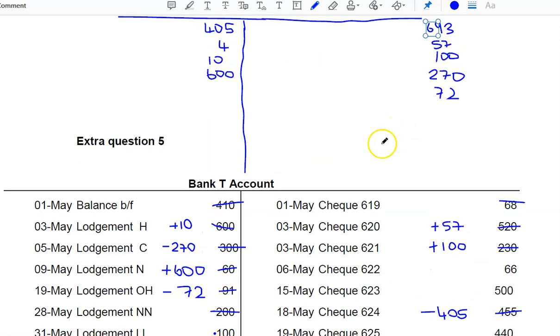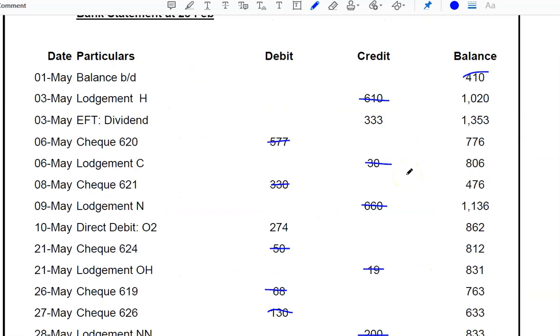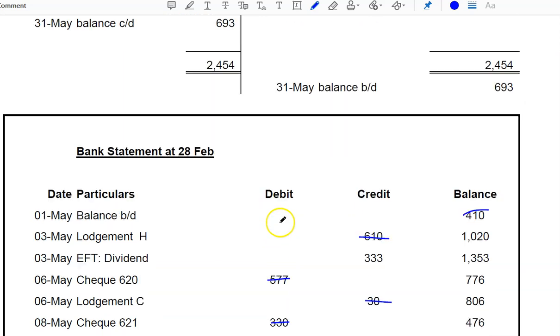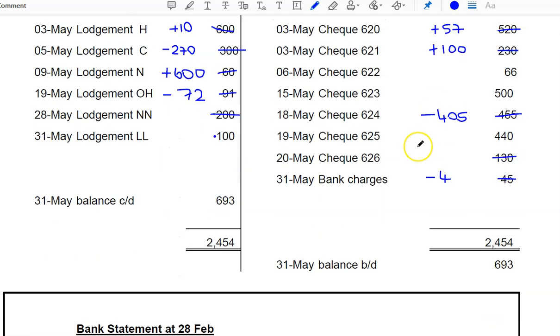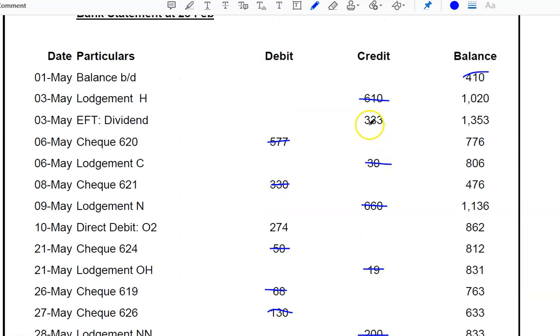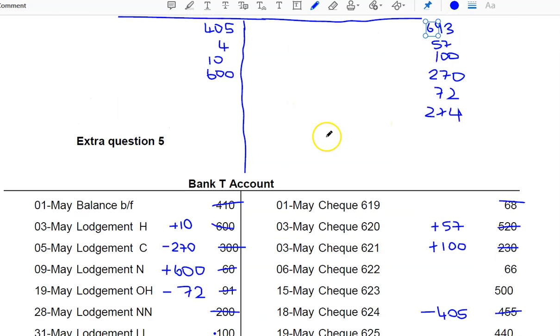So that's that done. And the other thing we do is we come down to the bank statement, and the items not included. So direct debit, which is the same as the checks, it's money out, 274, and all the checks are on the credit side. We show that out here. On this, the only other thing was a dividend. So that wasn't recorded in the T account. That gets added up here on the debit side, money in. That's the adjusted account.